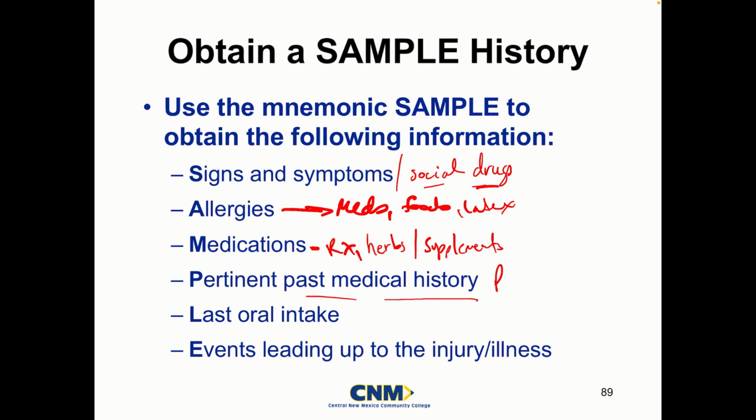That will go in your chart, and often we might write it down as PMHx: Hx for history, PM for past medical history. This can be helpful at telling you about the patient's current status and the things that they've experienced in the past as well.